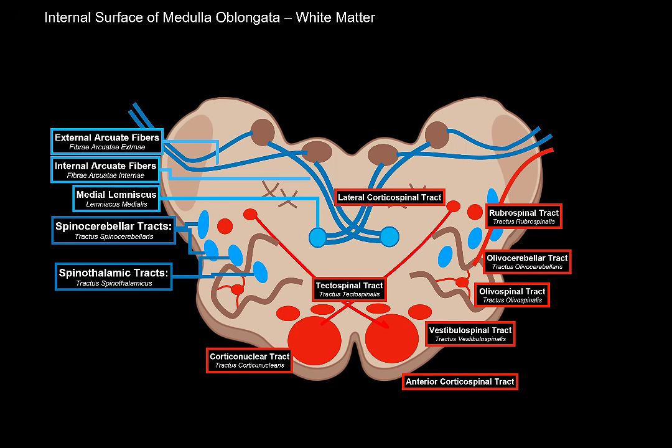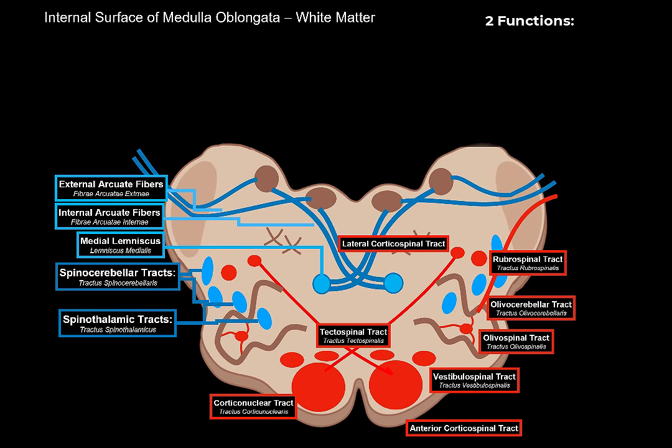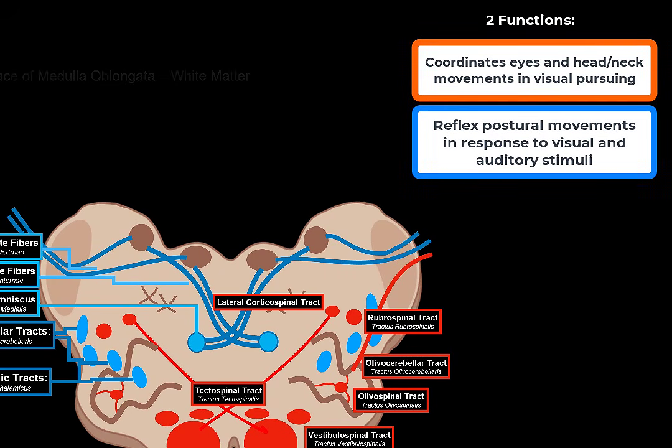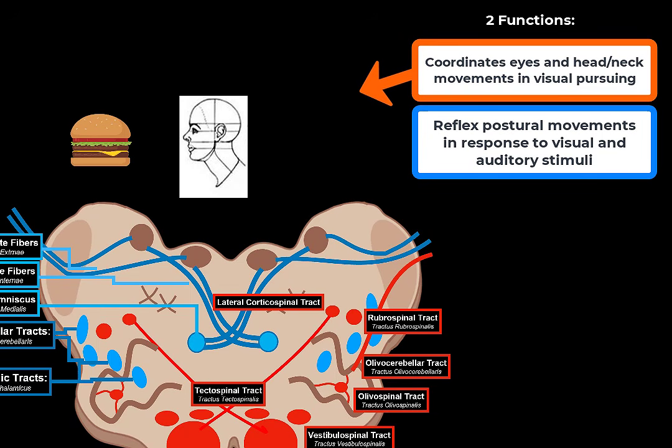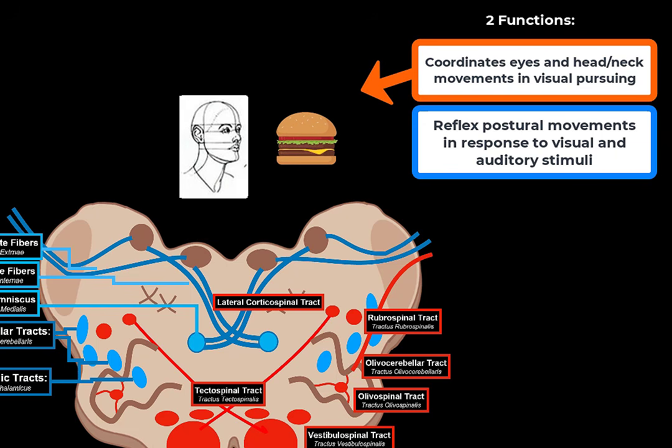The next tract is the tectospinal tract. It transmits motor impulses for the eyes and neck muscles, so they coordinate the eyes and the neck muscles when you look at something. Imagine you're looking at a hamburger. You're looking at it and you keep looking at it as it passes you, and your neck muscles follow your eyes. That's what the tectospinal tract is responsible for.